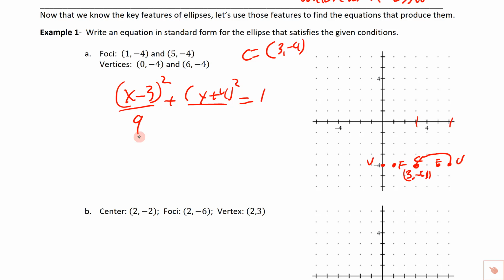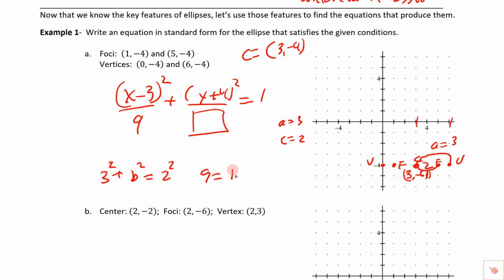Then I've got to figure out this missing one right here, the b squared. So here's what I've got. I know that a is equal to 3. And from this little diagram, if I look from the center to the focus, that's going to be 2. So that means c is equal to 2. So a is equal to 3, c is equal to 2. So we're going to do the big one squared minus the little one squared equals 2 squared. So this is going to be 9 minus b squared equals 4. Oops, I need a minus here, don't I? Yep, thank you very much. Move that over to the other side, and I get b squared equals 5, right?